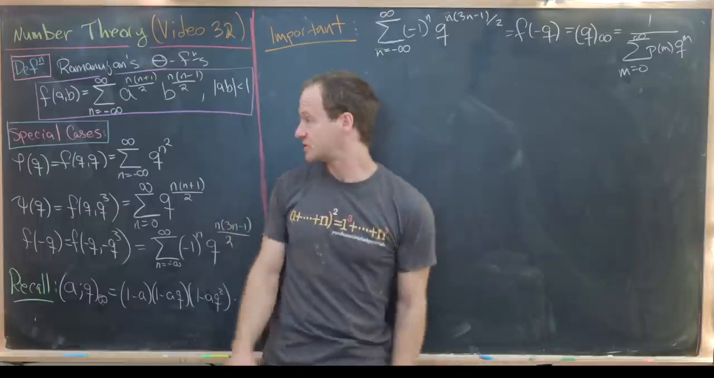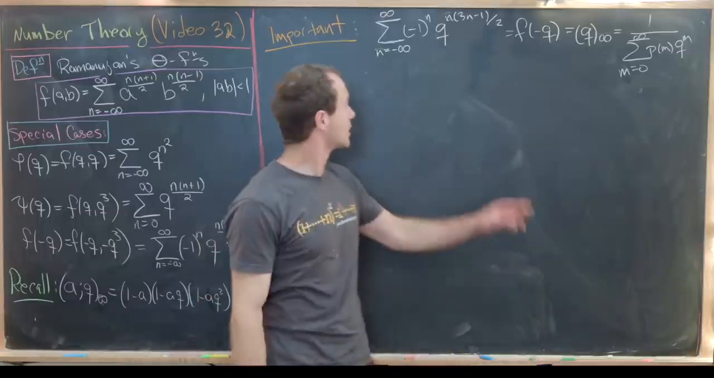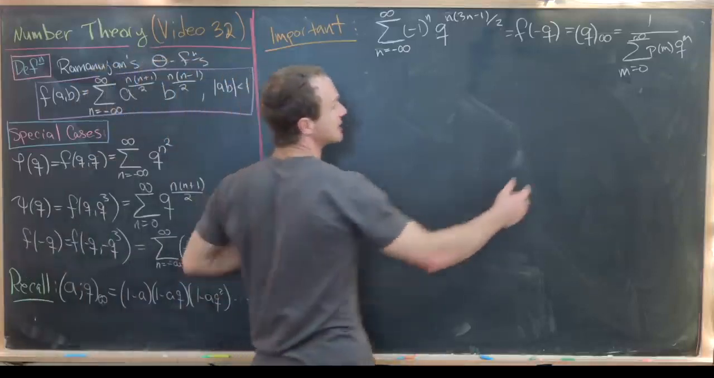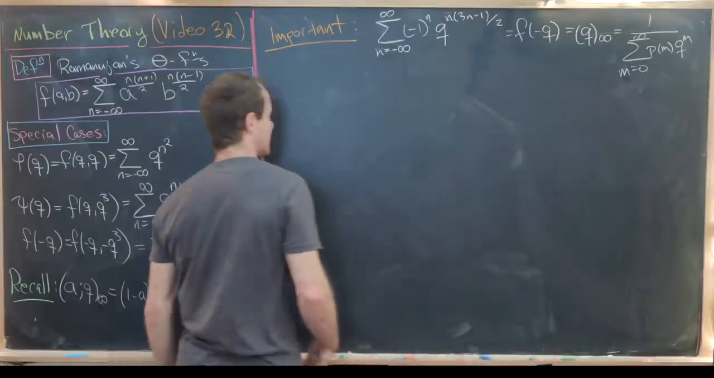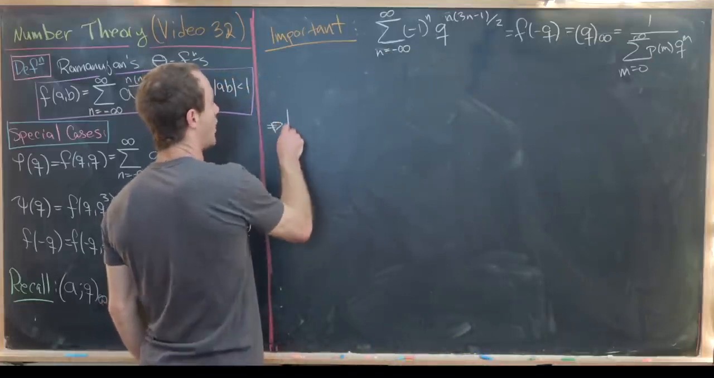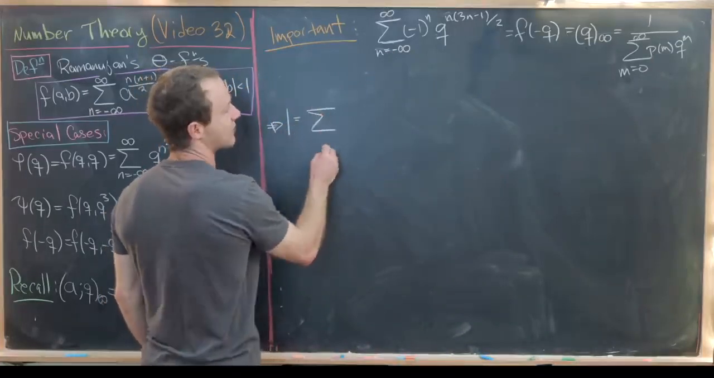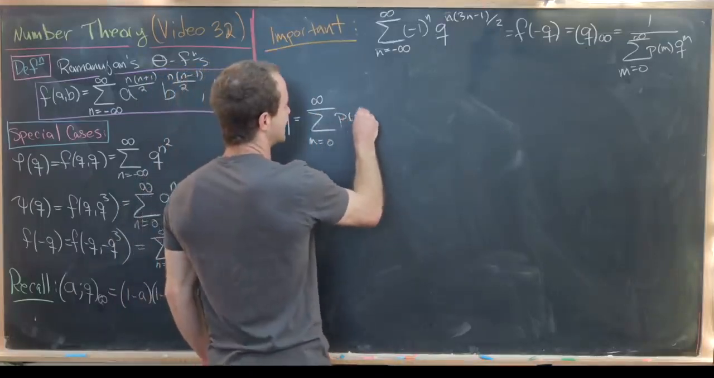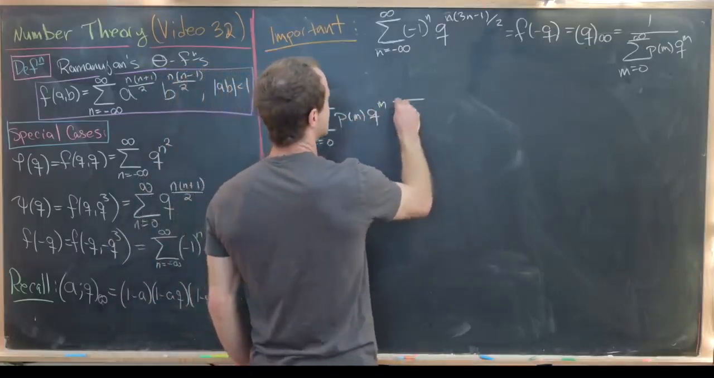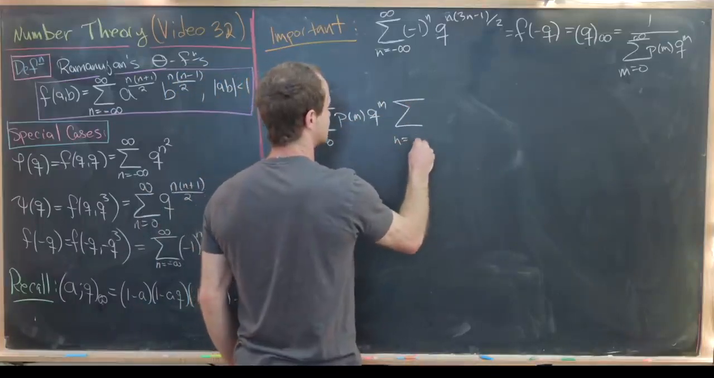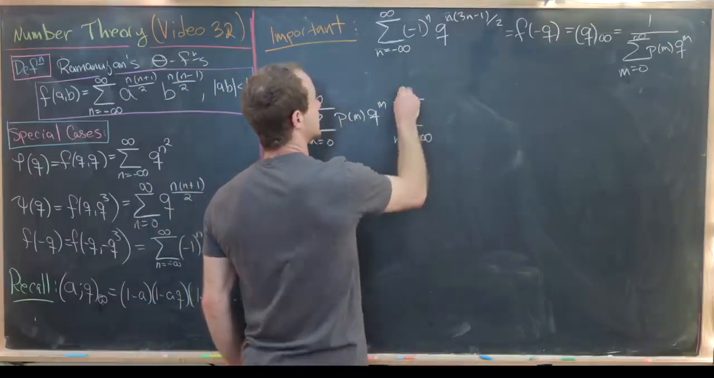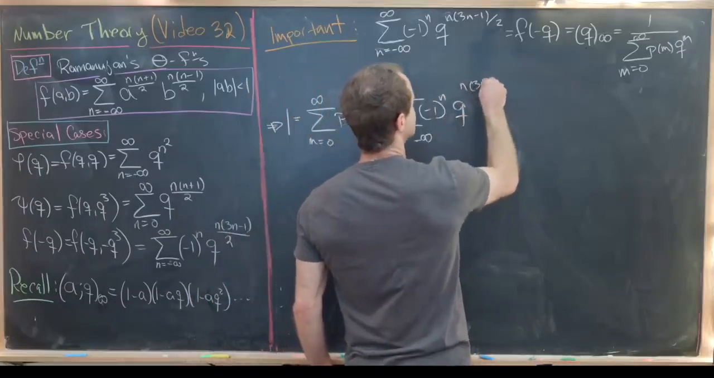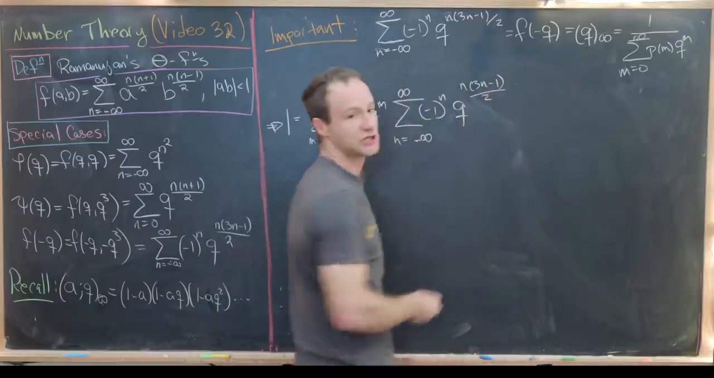But then by our definition of f of minus q over here, we have this sum expansion. So now we can clear denominators from the extreme left and right hand side, and we'll see that 1 is equal to this product: the sum as m goes from 0 up to infinity of p of m q to the m, times the sum as n goes from minus infinity up to infinity of minus 1 to the n q to the n times 3n minus 1 over 2.